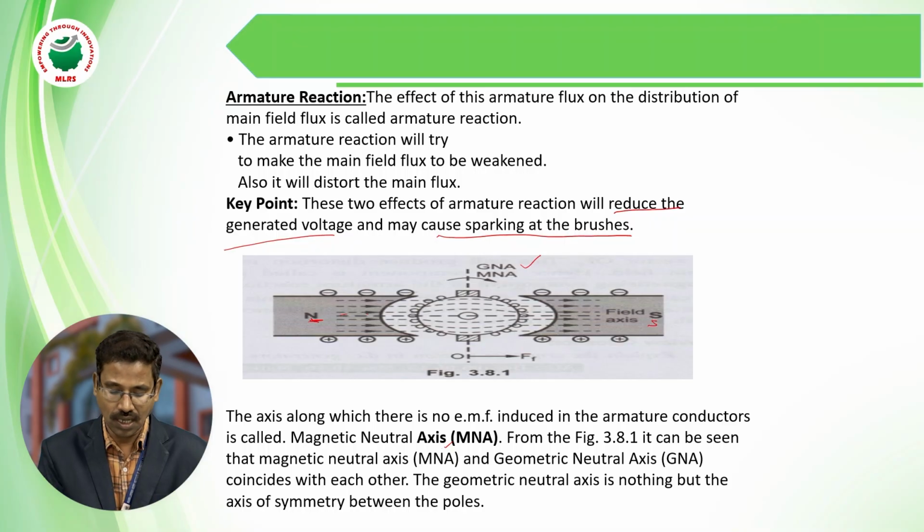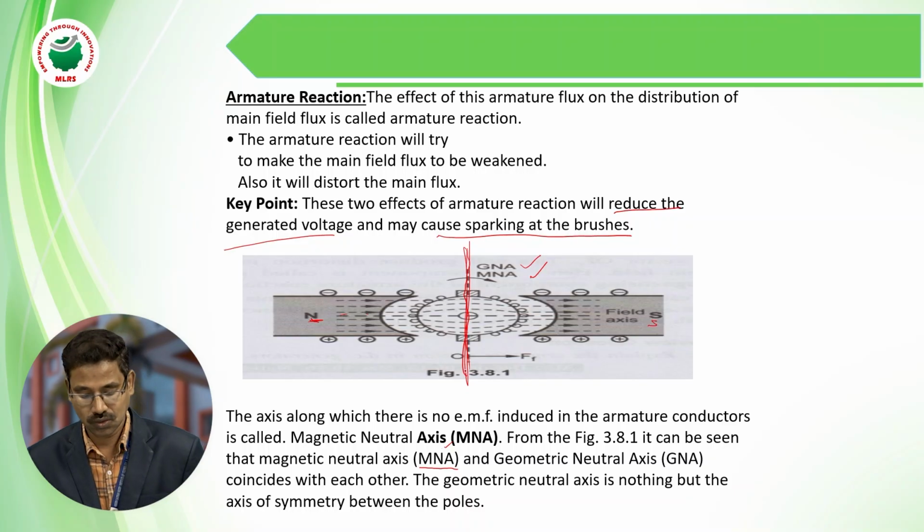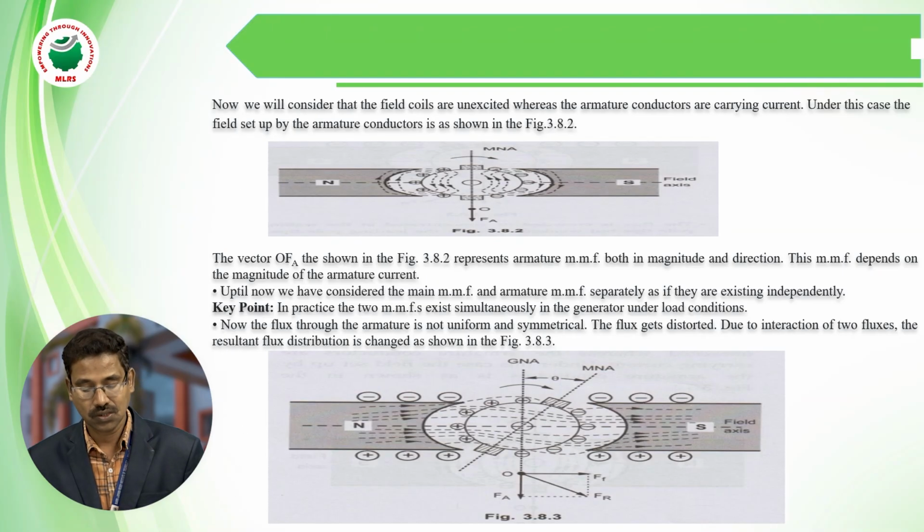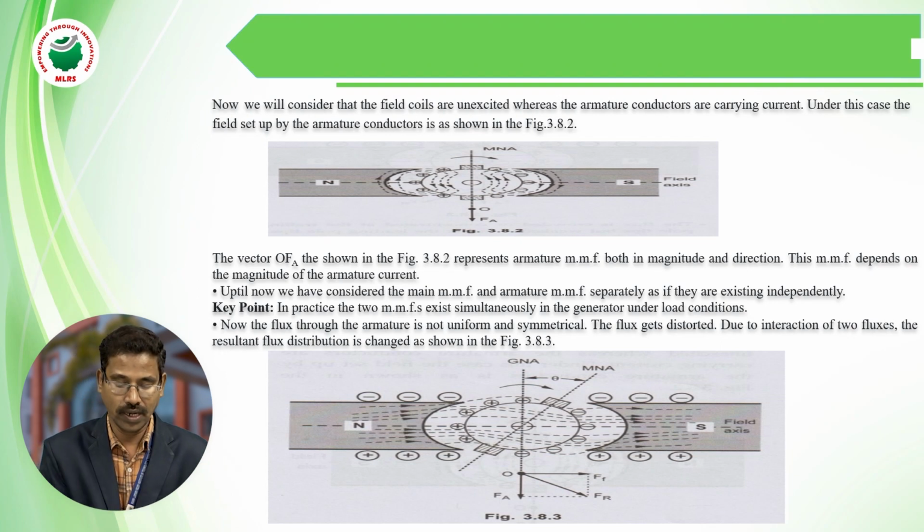Under no load condition, the magnetic neutral axis and the geometrical neutral axis coincide, so they lie in the same plane. Let us see the second case. In this case, the field winding is unenergized, and we consider only the armature current.